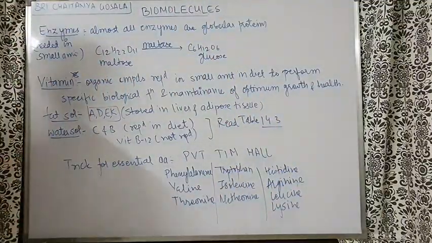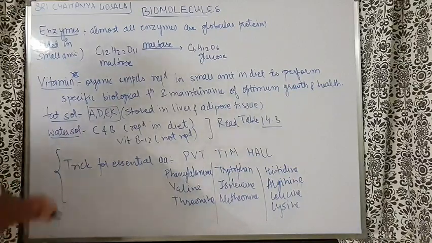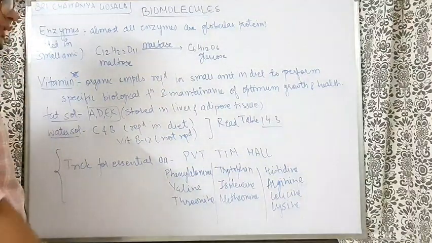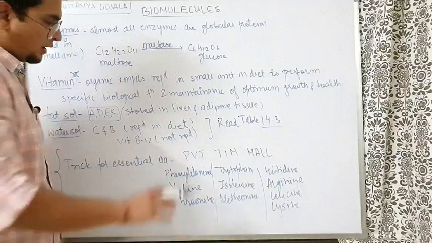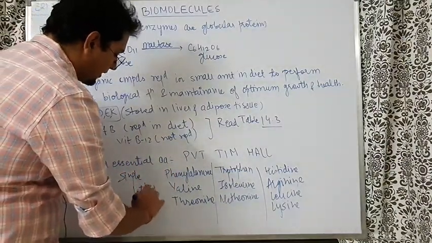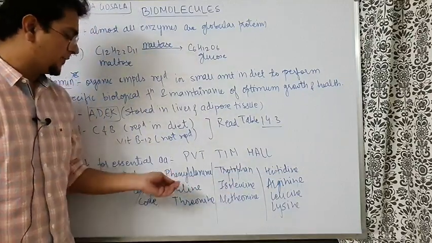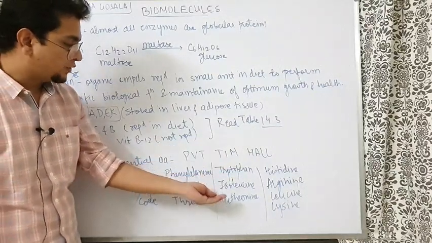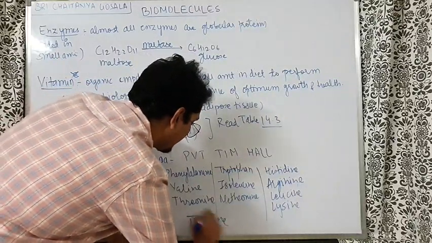So look, one trick for the essential amino acids I have written on the board, but I did not tell you in that segment, so I can tell you now. The trick for essential amino acids is Private Tim Hall, PVT Tim Hall. There is a person, Tim, who has a private hall. These are not the single letter codes. They are the first letters of the names. Like PVT is phenylalanine, valine, threonine. Tim: tryptophan, isoleucine, methionine.